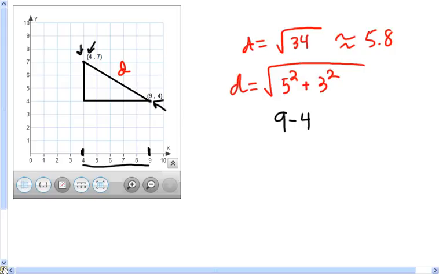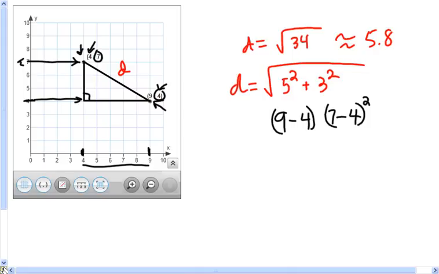Likewise, we can use the y-coordinates. We're at 4 right here on the y-axis, and we're at 7 on the y-axis right there. So if we subtract those, the 7 and the 4, we get the up and down distance of this triangle. 7 minus 4 is 3. Well, after we did that, we squared those numbers, and then we added those together. And once we had that total, we took the square root to get the distance.